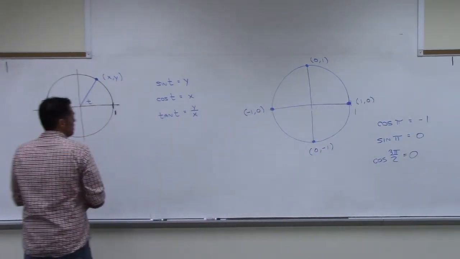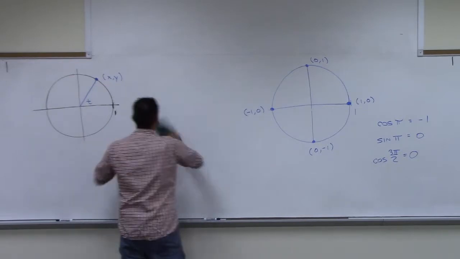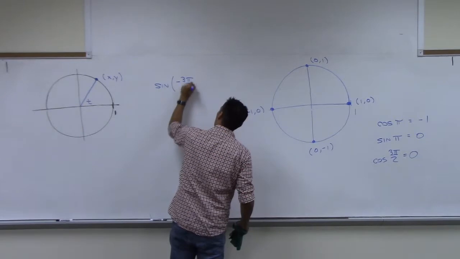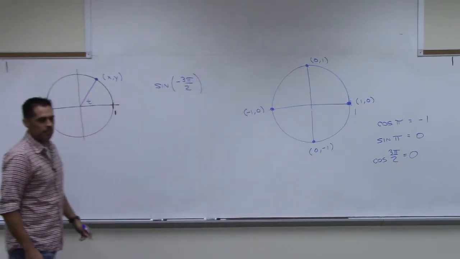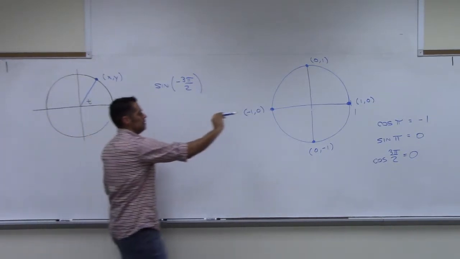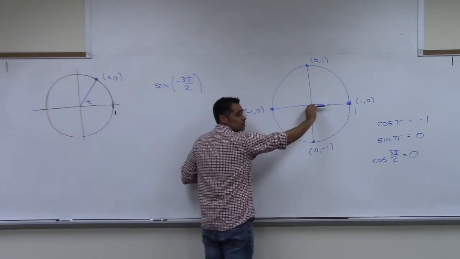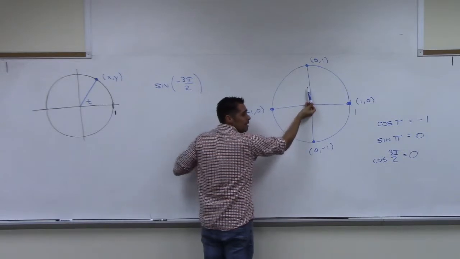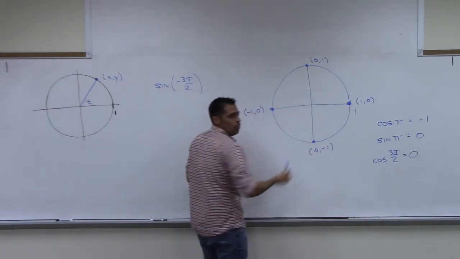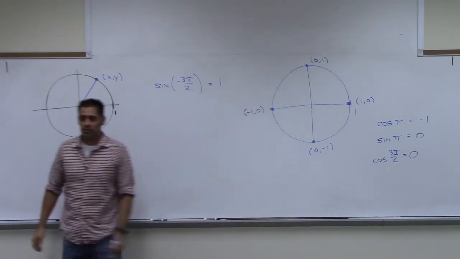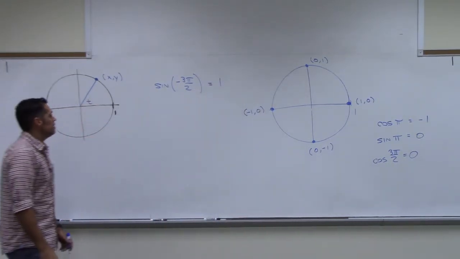What is sine of negative 3 pi over 2? Negative 3 pi over 2 means I'm going to do a clockwise rotation, right? By pi over 2's, I'm going to need 3 of them. 1, 2, 3. Okay, it's that point, and I'm picking off the y-coordinate, 1. You'll see how this works? All right, let's do another one.